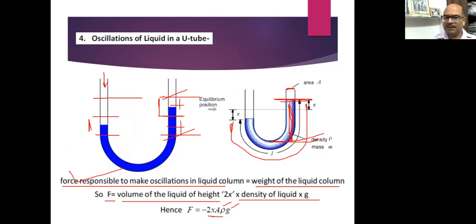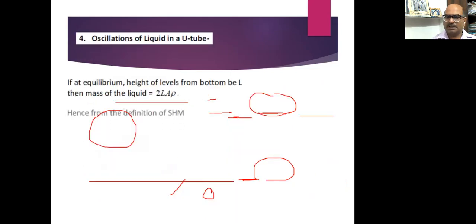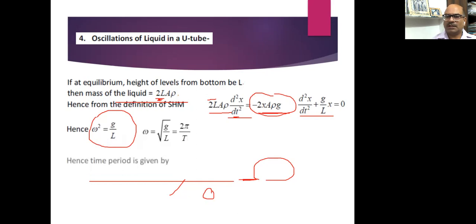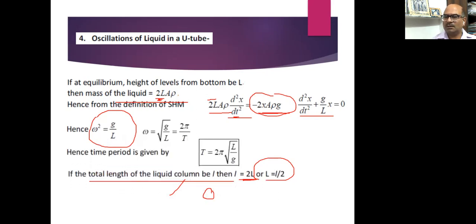When the liquid is at the mean position in equilibrium, this is L on one side and L on the other side, so the total will be 2L. So we have taken this L, and this 2L is that length. That way we found the time period, and this small L is available.